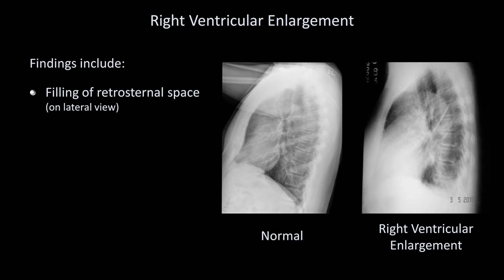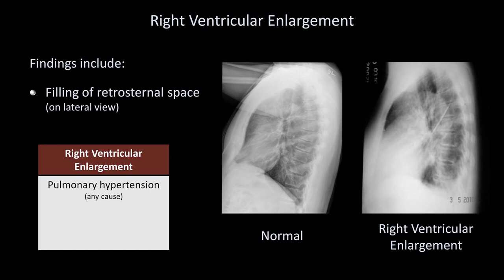Etiologies of right ventricular enlargement include any cause of pulmonary hypertension and pulmonary valve disease, the second of which is much less common in the adult population.